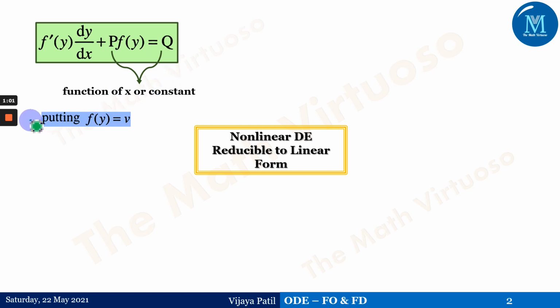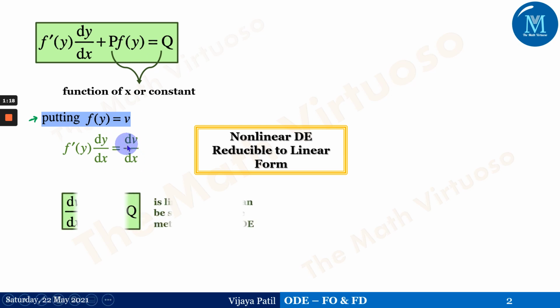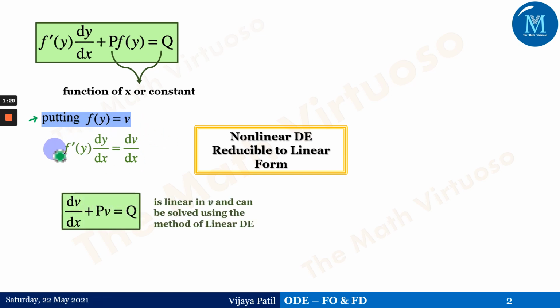constant. At that time, the approach, or you can say the algorithm, we can follow is that we take f of y equal to v. Now after taking f of y equal to v, differentiating both sides with respect to x, we get f dash of y into dy upon dx, which is dv upon dx. Substituting this in the equation, we get dv upon dx plus p into v is equal to q, which is linear in v now and can be solved using the method of linear differential equation.